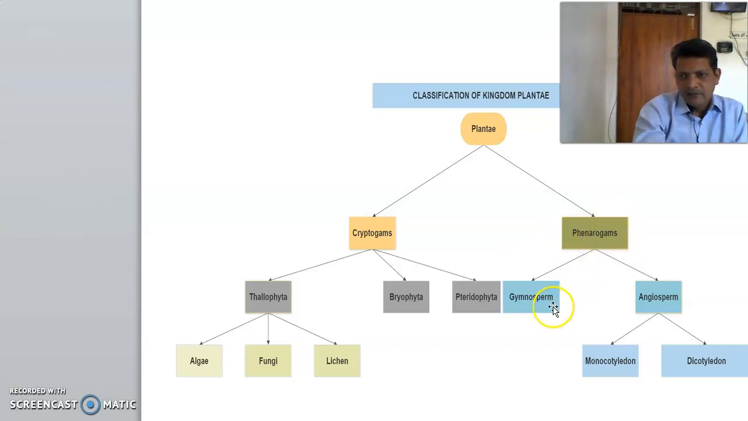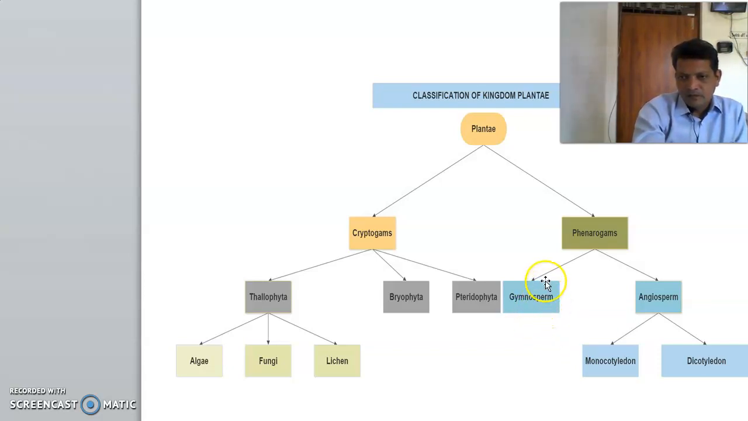It is again divided into gymnosperm and angiosperm. Gymnosperms are more advanced than the pteridophytes. You have already studied Cycas, right? These are typical plants which were abundant in the Jurassic period of the geological time scale.